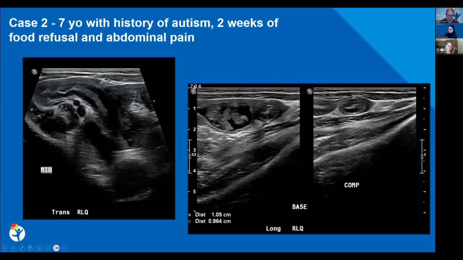All right, next couple of cases. So these are a couple of odd appendix cases. So this was a 7-year-old. He was nonverbal, had a history of autism, came in with two weeks of food refusal and abdominal pain.